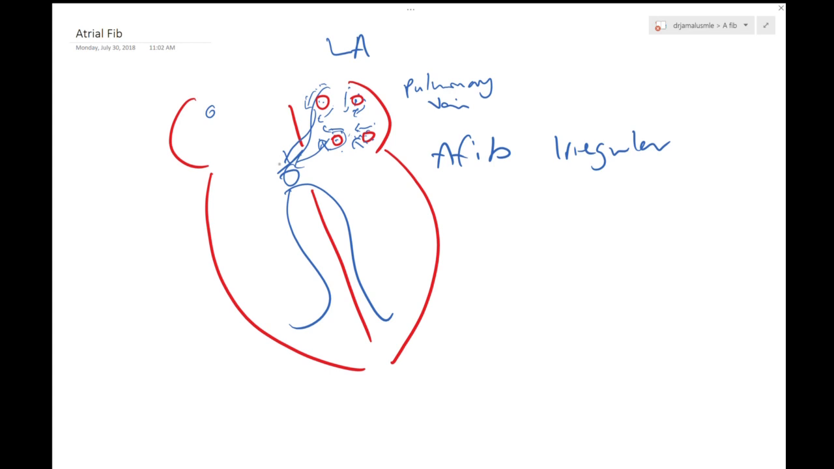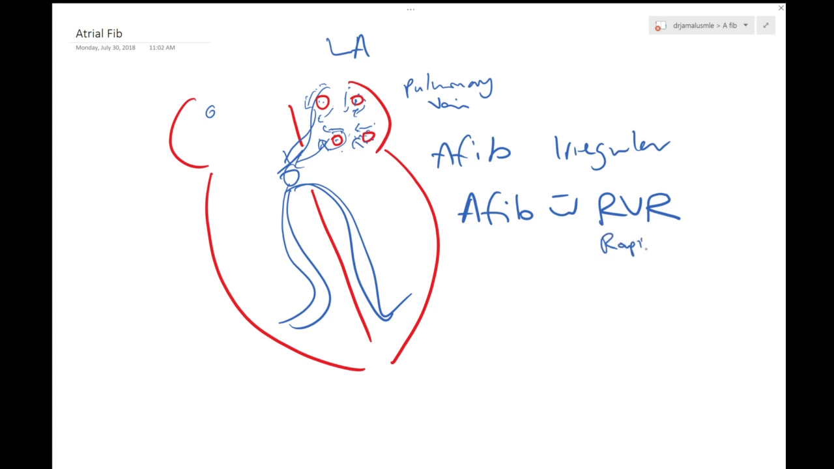Now, if the AV node is able to conduct the electricity as fast, this is what we call AFib with RVR. RVR means rapid ventricular rate. Patients will have a heart rate of more than 100, sometimes reaching 160, 170.